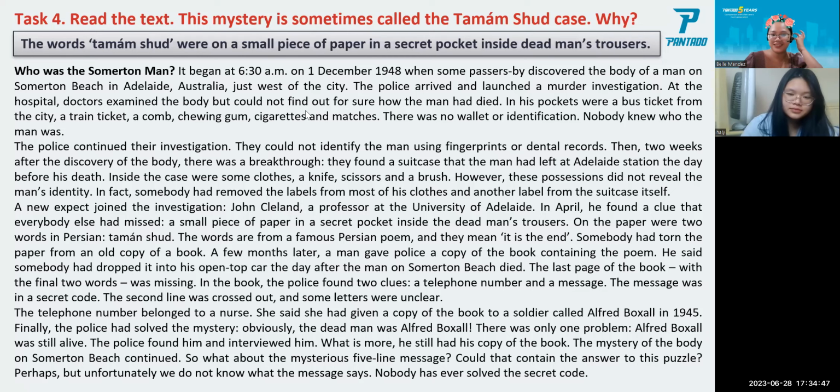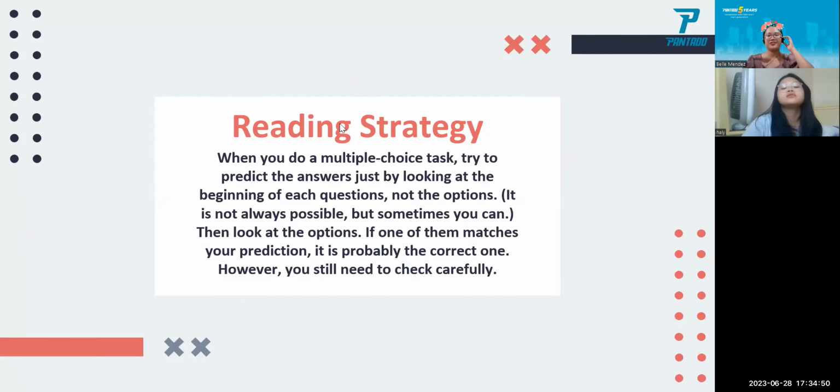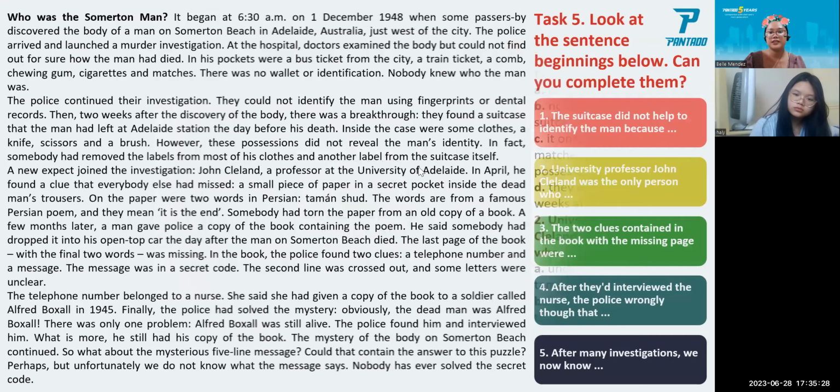More mystery, right? Okay, now let's go to reading and reading strategy. Can you please read for me out loud? When you do multiple choice tasks, try to predict the answer just by looking at the beginning of each question. Not the options. It is not always possible, but sometimes you can then look at the options. If one of them matches your prediction, it is probably the correct one. However, you still need to check carefully. Okay, thank you. So this is it.